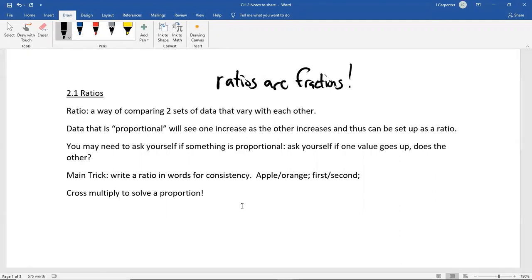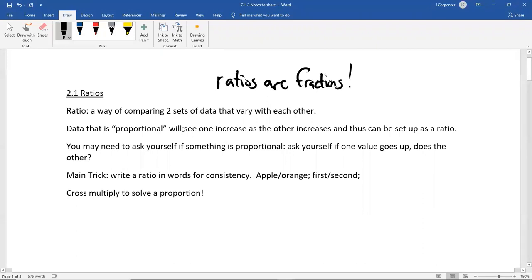A proportional relationship would be like something increasing by 1, thing 1 increases by 1, and then the other thing increases by 2. Then if the first one increases by 2, the second thing increases by 4. There's a multiplicative or divisive relationship between them.